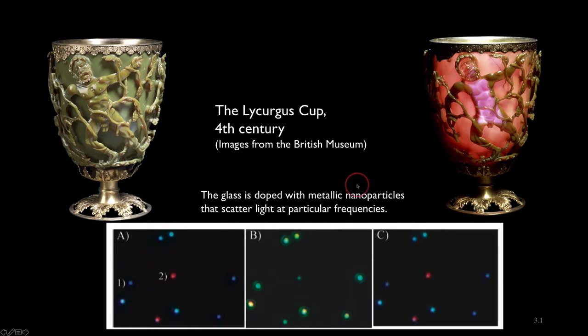Here are some microscope images of individual metallic nanoparticles, in this case silver nanoparticles, and as you can see, different particles have different colours. They're all illuminated with white light. Now, depending on the size of the particle, they are resonant at different frequencies.